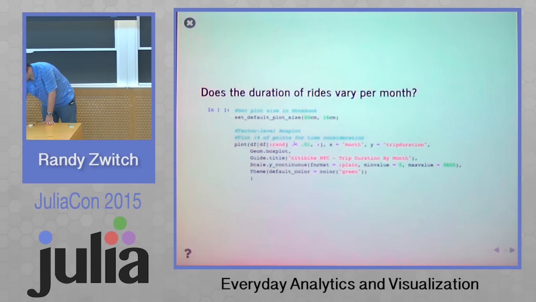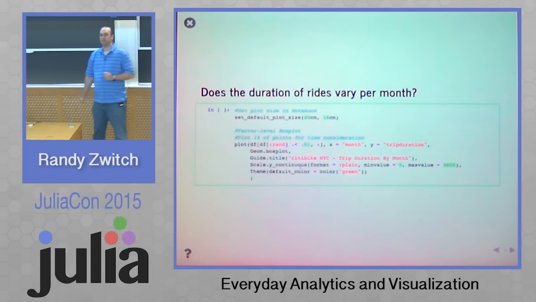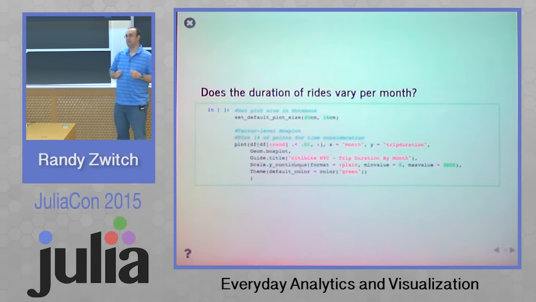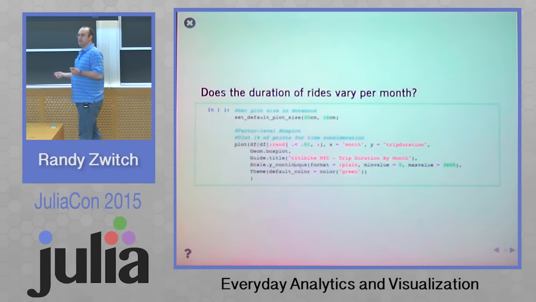And this is what I was talking about. So we're going to do a box plot here. If you're familiar with how box plots are calculated, you need to calculate 5 summary statistics. We're doing this for 12 months, and then we have 8 million observations.